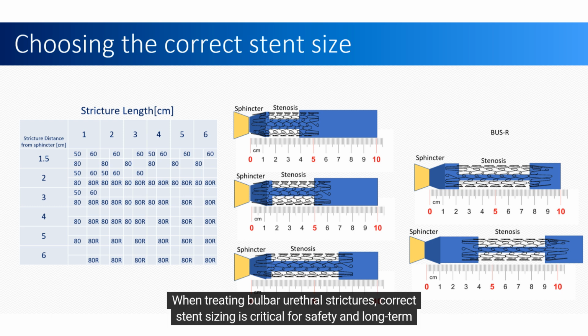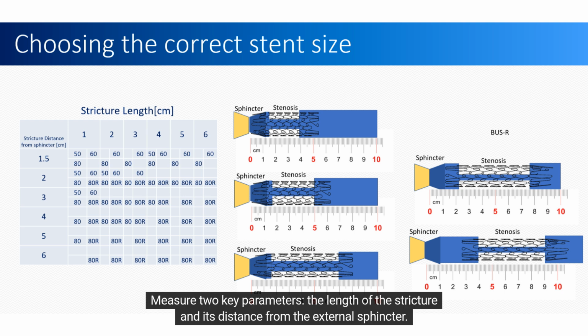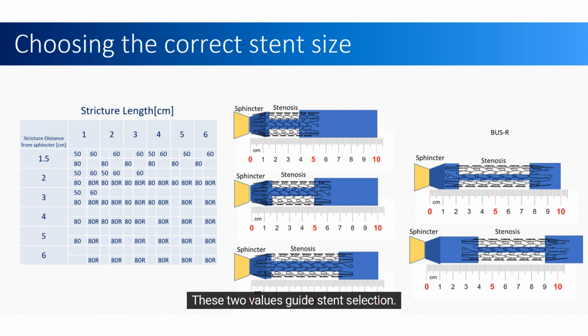When treating bulbar urethral strictures, correct stent sizing is critical for safety and long-term success. The first step is accurate measurement. Measure two key parameters: the length of the stricture and its distance from the external sphincter. These two values guide stent selection.